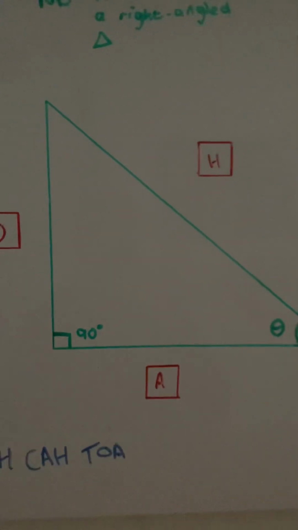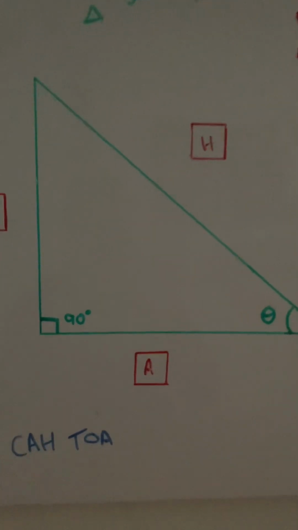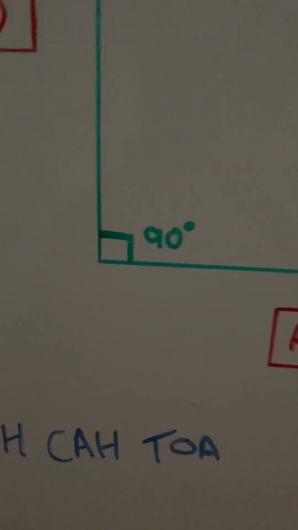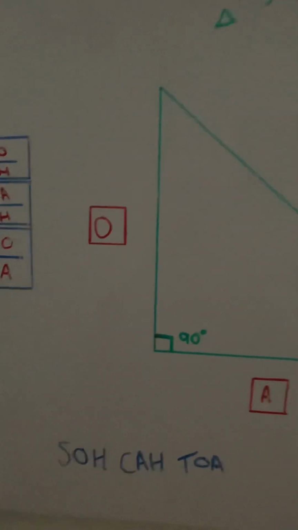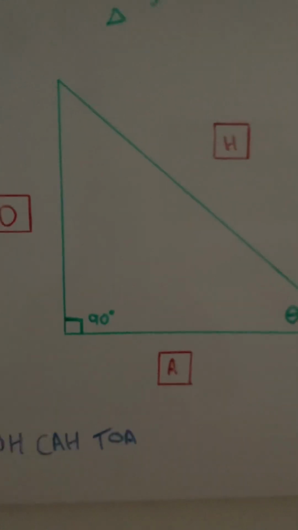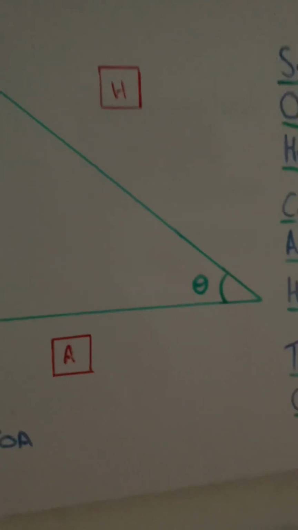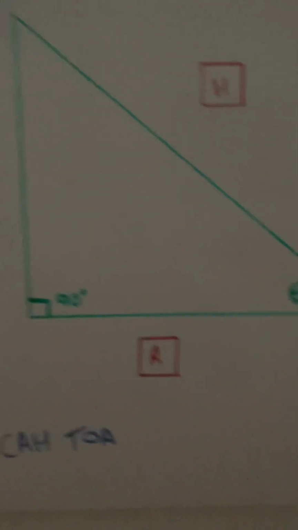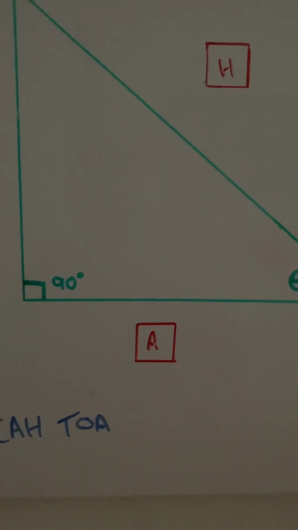Our hypotenuse side is always the side which is opposite the 90-degree angle. Our opposite side is always the side which is opposite our angle theta, and our adjacent side is always the side which is touching the angle theta and the 90-degree angle.